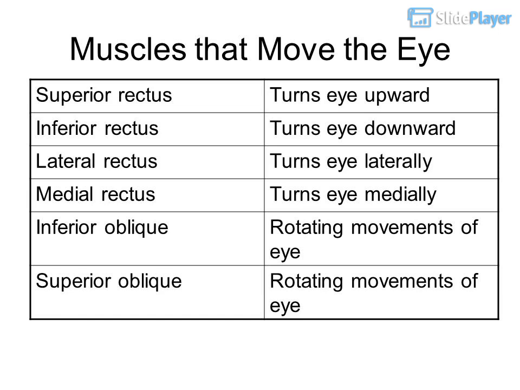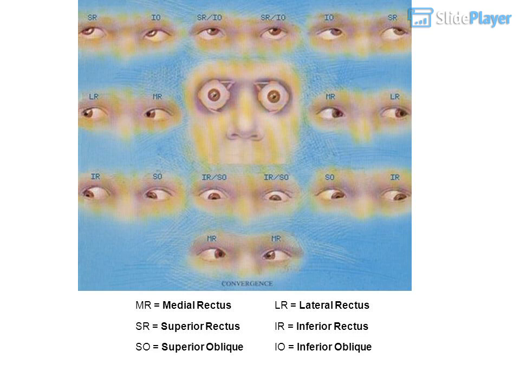Superior rectus: turns the eye upward. Inferior rectus: turns the eye downward. Lateral rectus: turns the eye laterally. Medial rectus: turns the eye medially. Inferior oblique: rotating movements of the eye. Superior oblique.